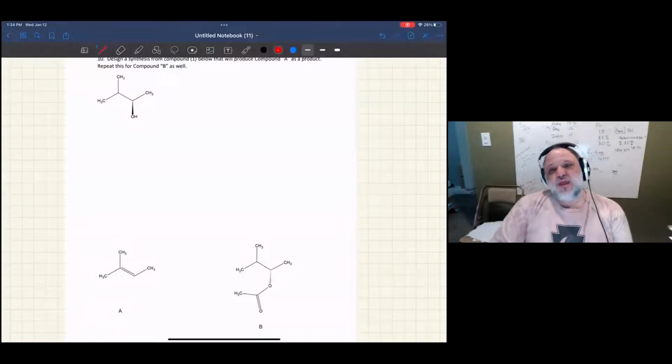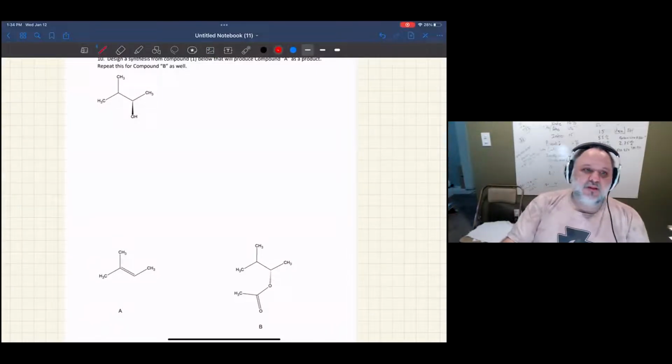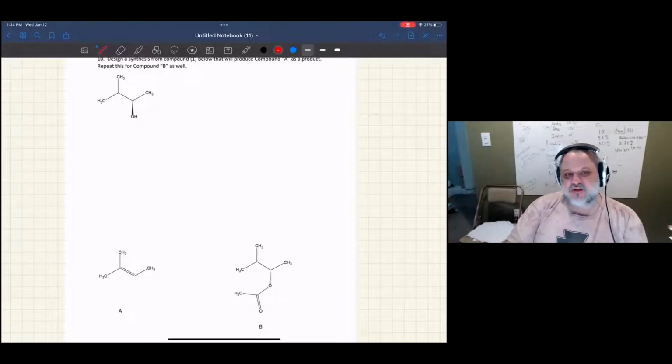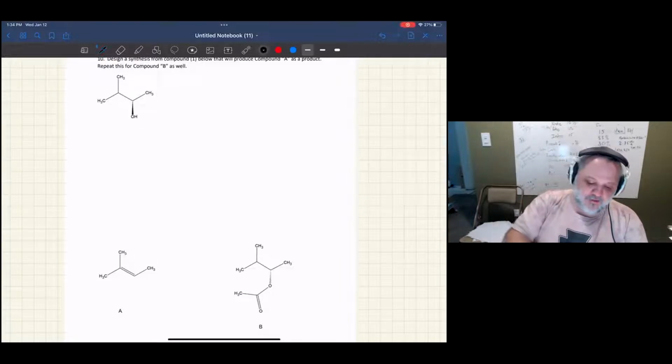Okay, we have talked about common organic chemistry problems. One was fill in the reactions, the other one was draw mechanisms, and here is the one that students get hung up on the most. This is the design a synthesis problem.